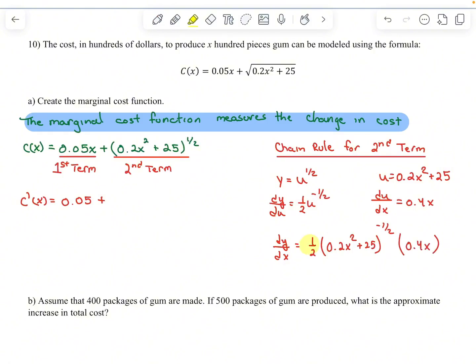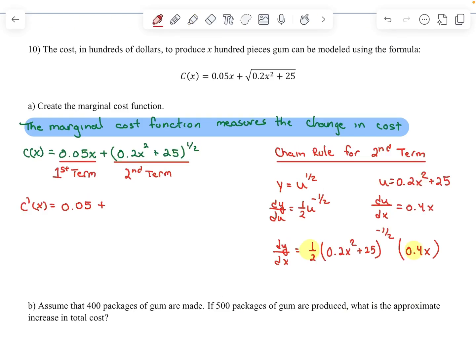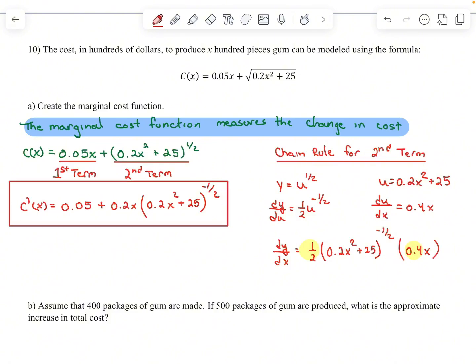Now I'm going to go ahead and multiply 1/2 times 0.4. So the derivative of the second term is 0.2x times the quantity 0.2x squared plus 25, all raised to the negative 1/2 power. And this function is the marginal cost function.